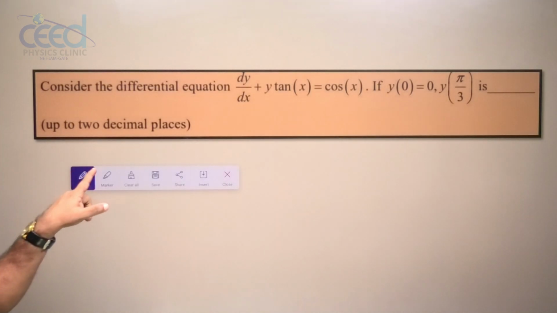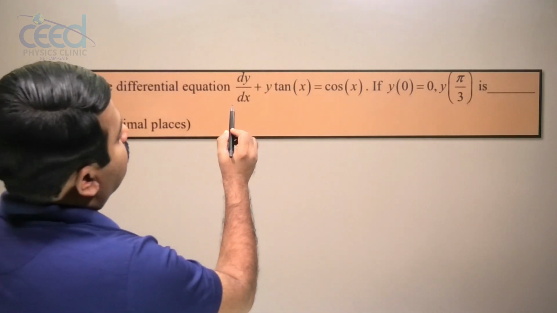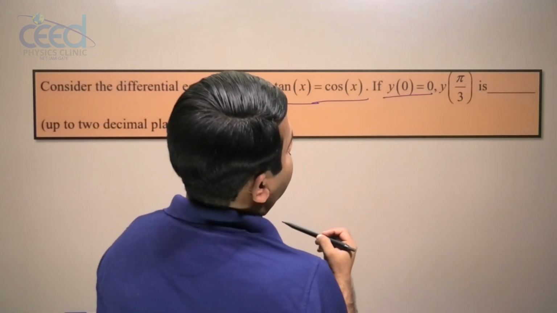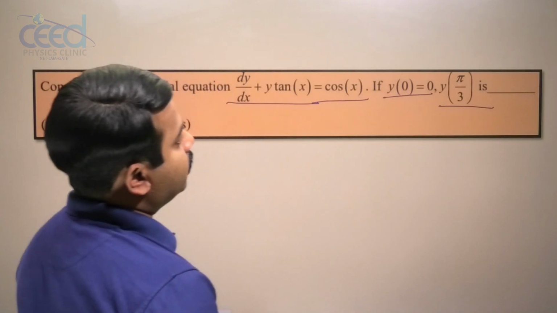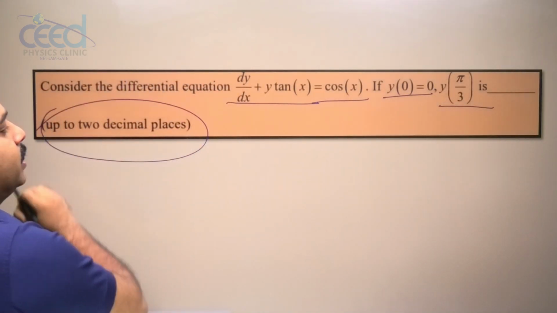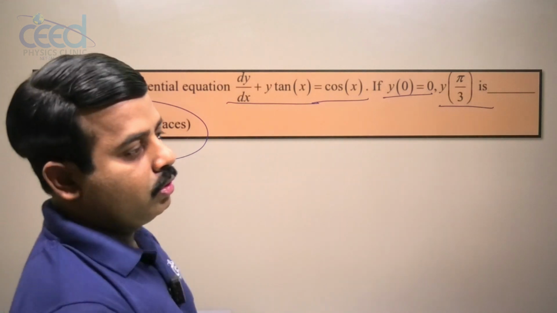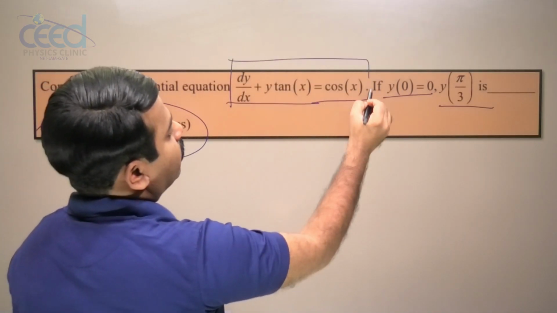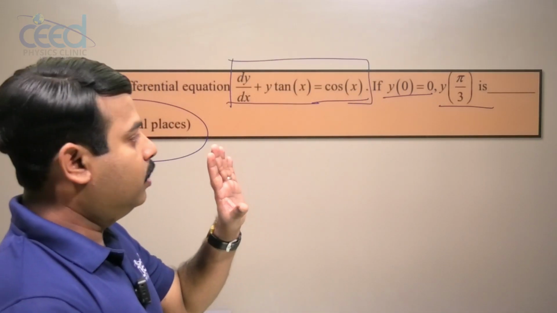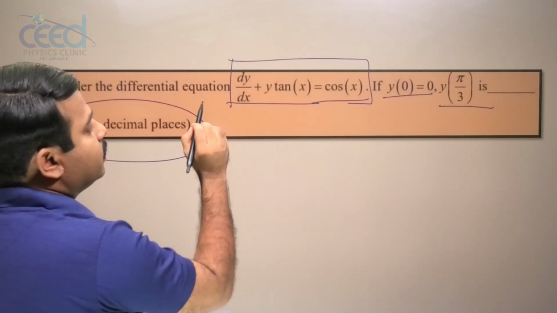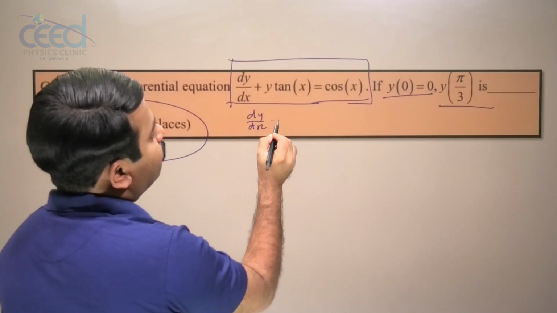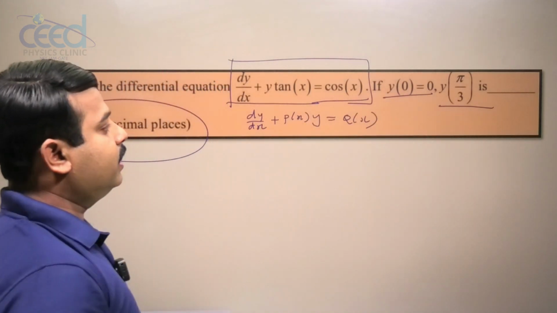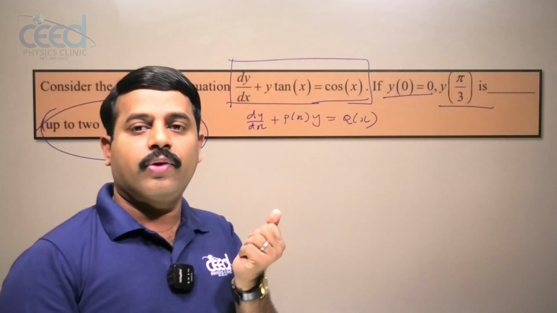Consider the differential equation dy by dx plus y tan x is equal to cos x. Y of 0 is given as 0. Y of pi by 3 is dash, up to 2 decimal places, right? First we can solve this, then only we can find y at a particular value of x. This is dy by dx plus p of x into y equal to q of x. In this case, this is a first order linear differential equation.